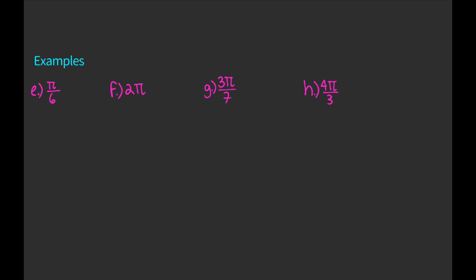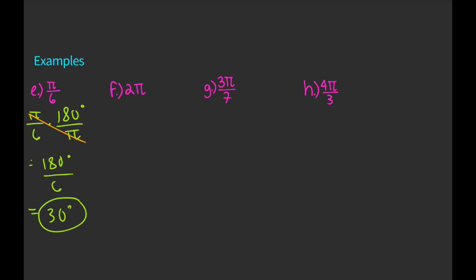Next, moving on to converting radians to degrees. Example E, we have pi over 6. Again, this is a very important angle in the unit circle, so you might already know this. But let's use the formula to convert it. So we're going to take pi over 6 times 180 degrees over pi. These two pi's are going to cancel out, and we will be left with 180 degrees over 6, which will simplify into 30 degrees. And that's our answer. Pi over 6 equals 30 degrees.